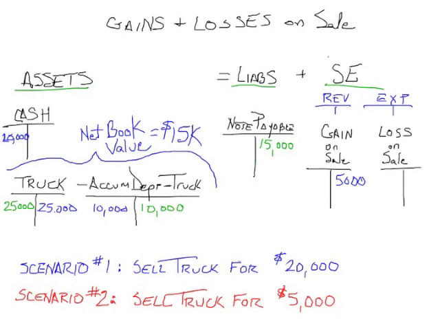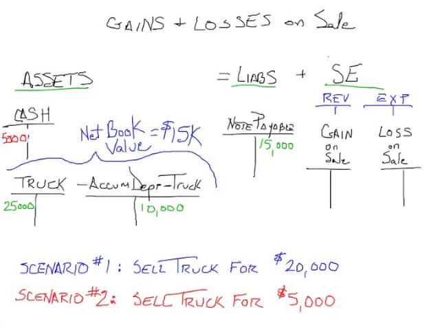So now let's talk about the other scenario. In scenario 2, we sell the truck for $5,000. Once again, our net book value is $15,000. So we already know we're selling for a $10,000 loss. But how do we actually go about putting that on our books? Okay, very similar to the other one. We receive $5,000 in cash for our truck. We must have been pretty desperate. But we debit cash for $5,000.